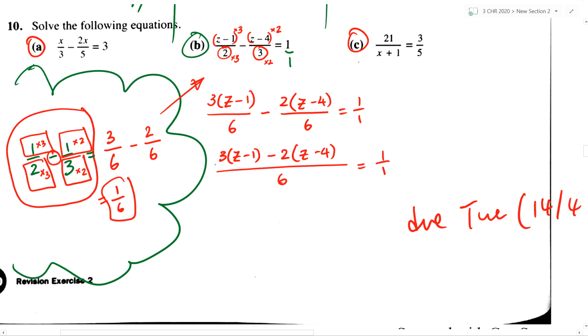This is a positive 3. When I expand with a positive, I do not change the sign inside. Positive 3 times z, I still get positive 3z. Now we have positive 3 times negative 1. The sign does not change. Inside over here we have a negative, so we have minus 3. You can take our calculator to try 3 times minus 1, you will get negative 3. First part is straightforward. Now the next one.